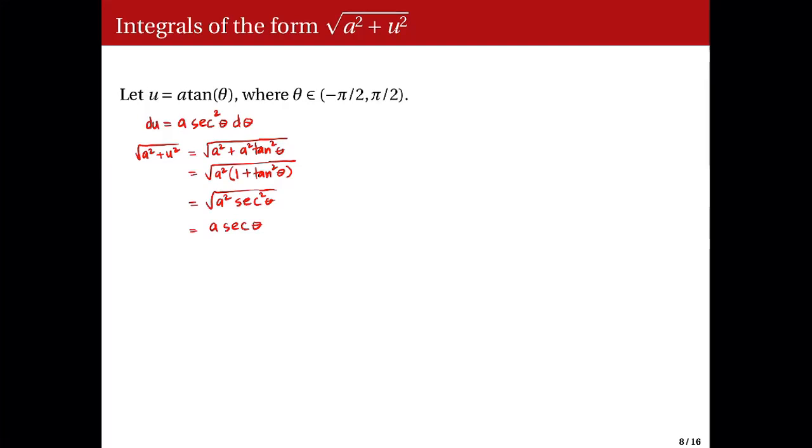And just like before, we don't have to put the absolute value in here because on this interval, between negative pi over 2 and pi over 2, the value of secant theta is positive. So we don't have to put the absolute value thing in here.